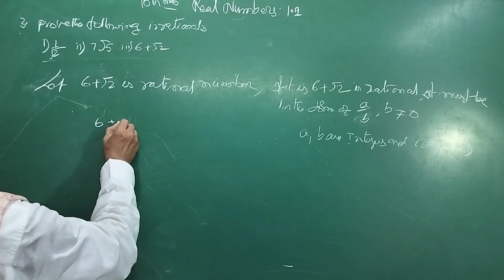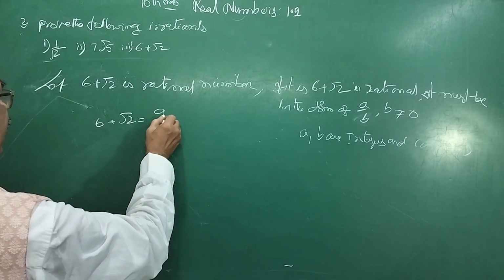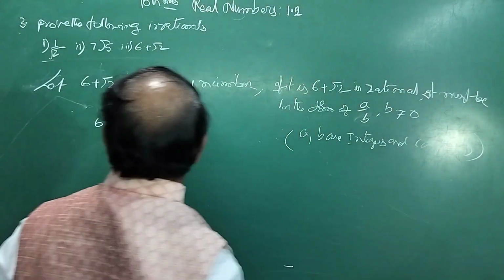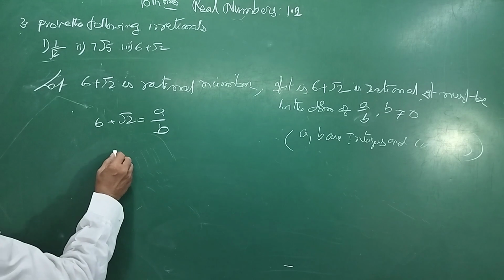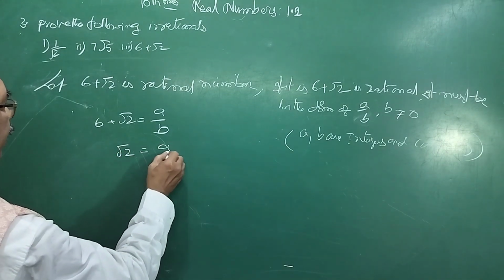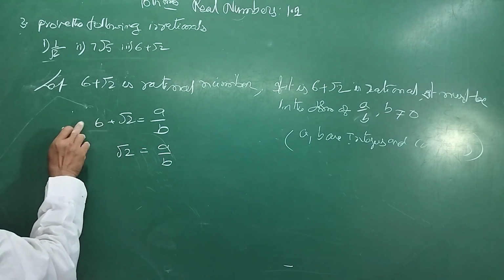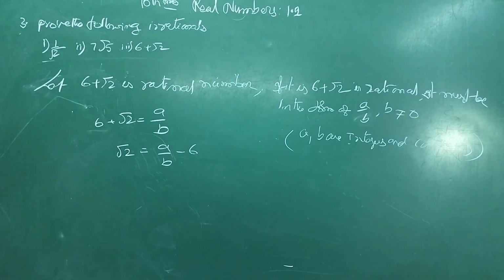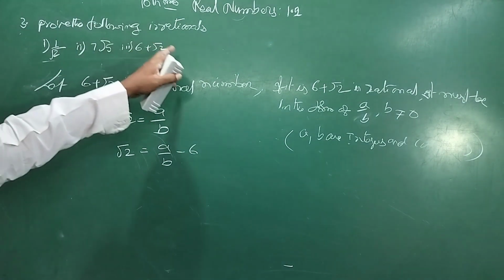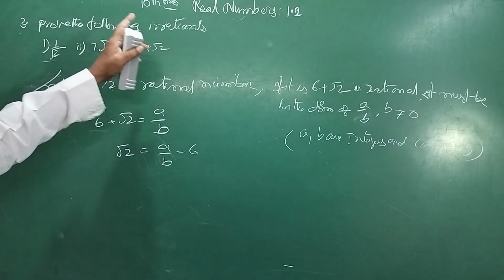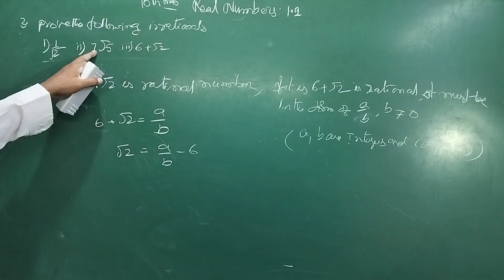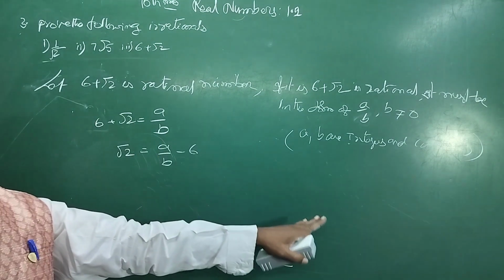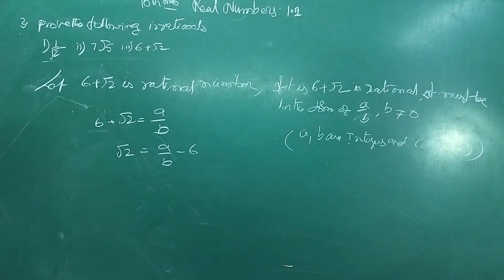So 6 plus root 2 is equal to A by B. Let us keep root 2 here and A by B on the other side. Plus 6 when it comes to the side becomes minus 6. Just as 7 becomes 1 by 7, where there is a multiplication symbol, then division symbol. But here a plus symbol is there, so when it comes to this side, it becomes a minus symbol.